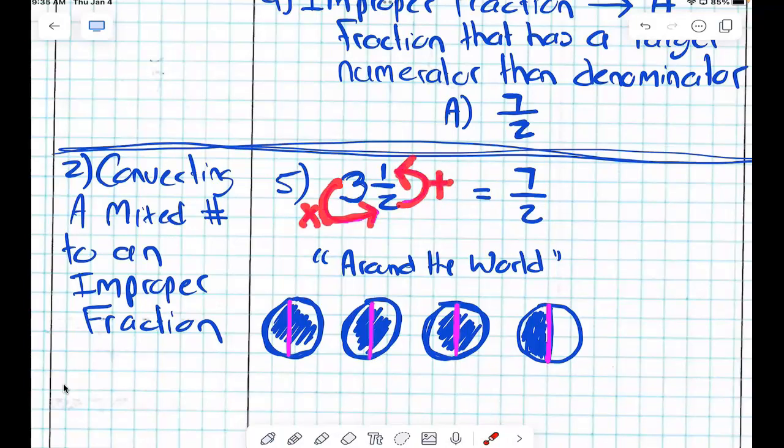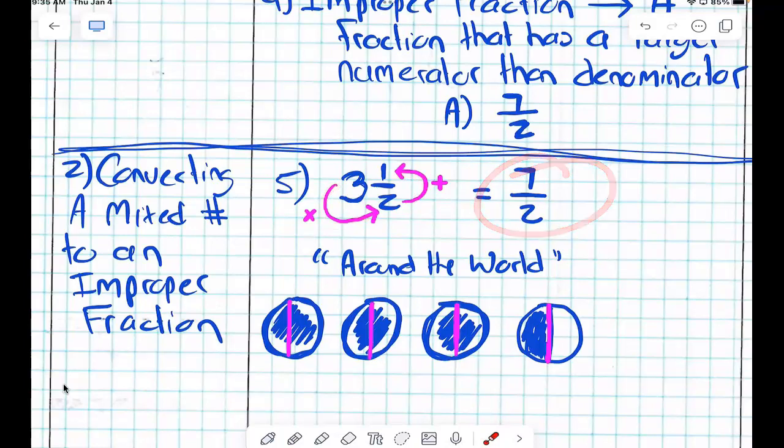So what is, class, 3 times 2? 6. What is 6 plus 1? 7. That becomes our numerator in the improper fraction, right? Yes. What is the denominator, though? It stays the same as the denominator in the fraction of the mixed number, right? Yes. So to convert from a mixed to an improper, we simply go around the world, right?